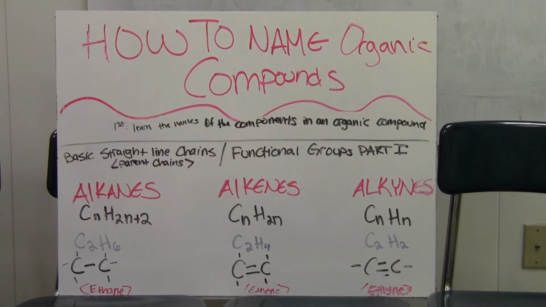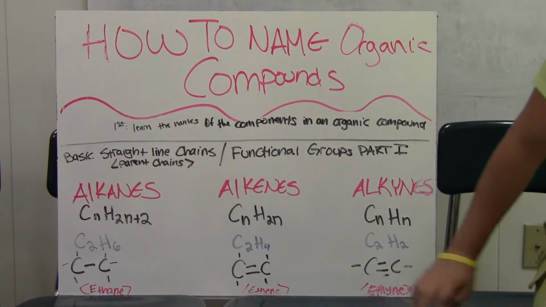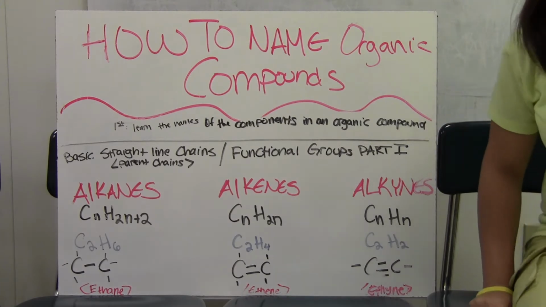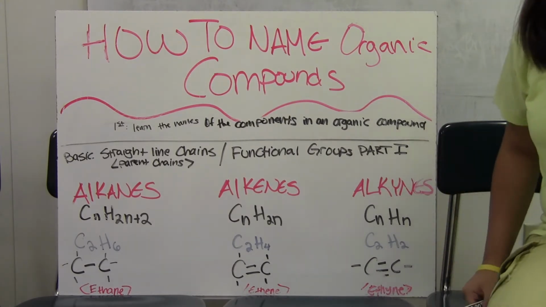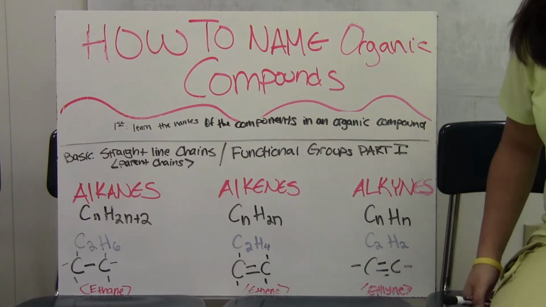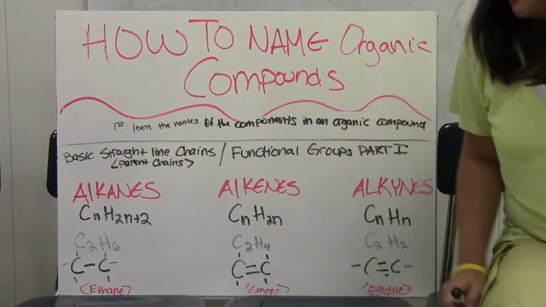Yeah, how to name organic compounds. First things first, we should learn the names of the compounds in an organic compound. We have really basic straight line chains here that can also be functional groups later on. We first have the alkanes.